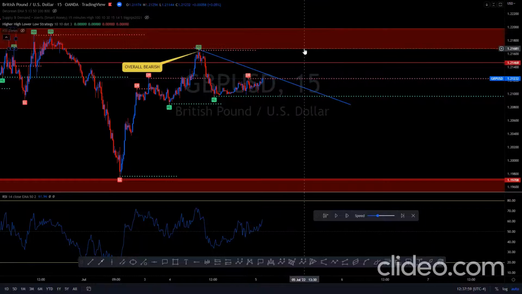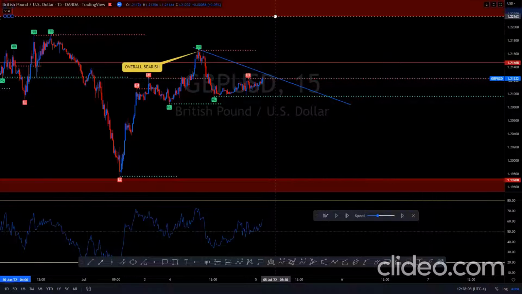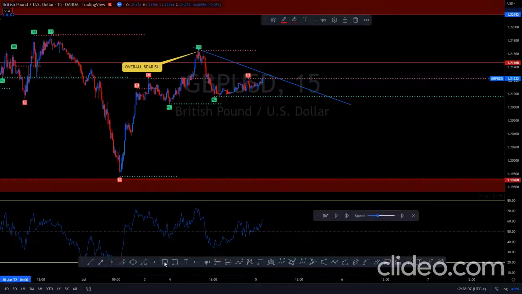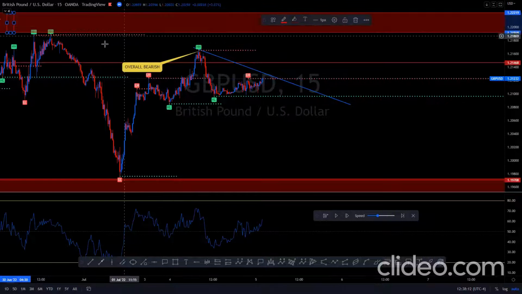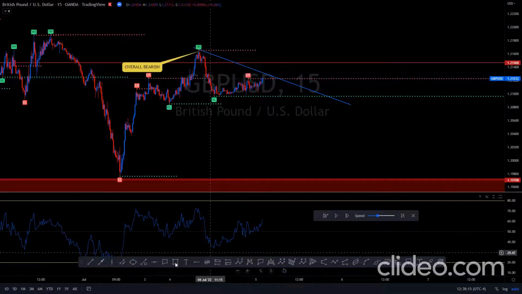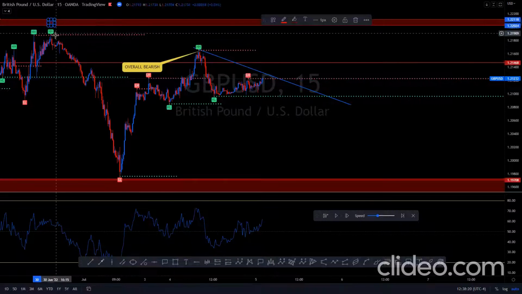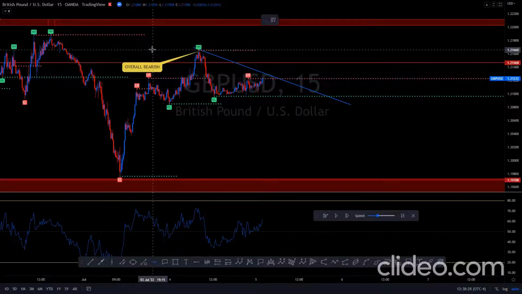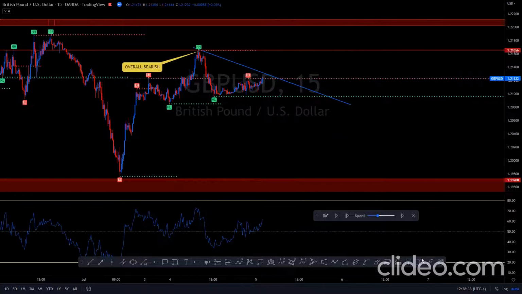Matter of fact, let me remove this. I will move the zone up to here, probably like maybe up to here. Matter of fact, let me make this smaller and just put it up to here. And price is obviously hitting the zone up to here. So then I would be looking for price to actually, if it breaks this high here, I would say we'll go bullish for another 20 pips, definitely up there.